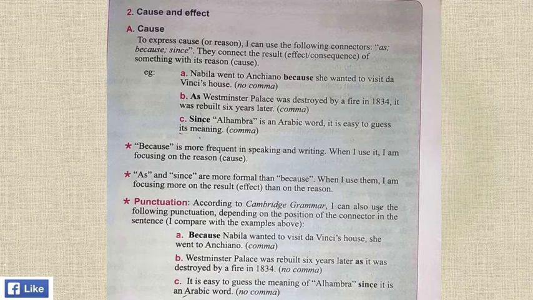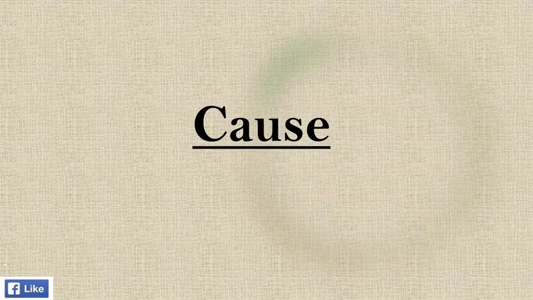Okay. So, to express cause, I can use the following connectors. Because, since, as. They connect the result or the consequence of something with its reason. احنا نقولوا effect ولا consequence النتيجة. بالنسبة للسبب نقولوا cause. عندي أدوات ربط معينة نستعملهم باش نعبر على cause and effect. راح نكتشفوهم مع بعض من خلال الأمثلة. كل واحد عنده استعمال معين، مكان معين، punctuation related to each connector. نبدأ مع cause السبب.